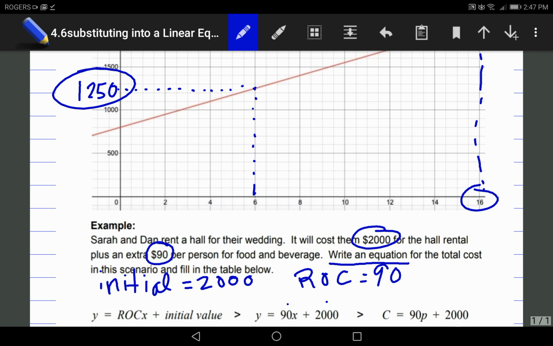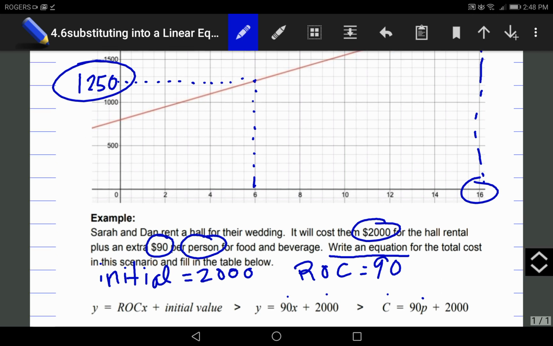Okay, and then once again, I'm using different letters. Again, you don't have to use these letters. You can just use x and y. But I just want to show you the most proper way. It's my job to do that at the end of the day. So I replace y with c, and instead of x, I used P that represents number of people, right? Because it's per person. So P doesn't represent persons, it represents the number of people, okay?